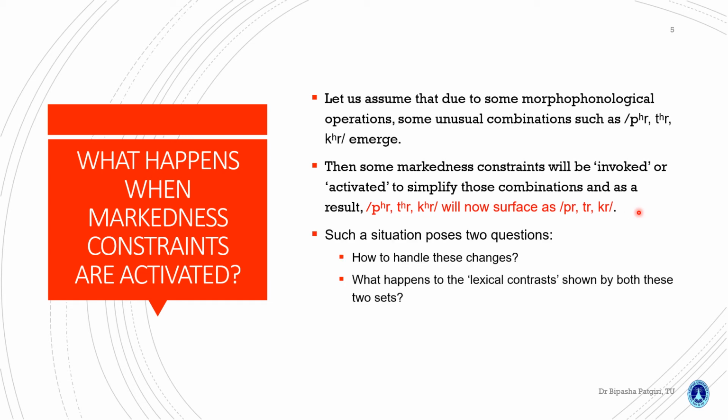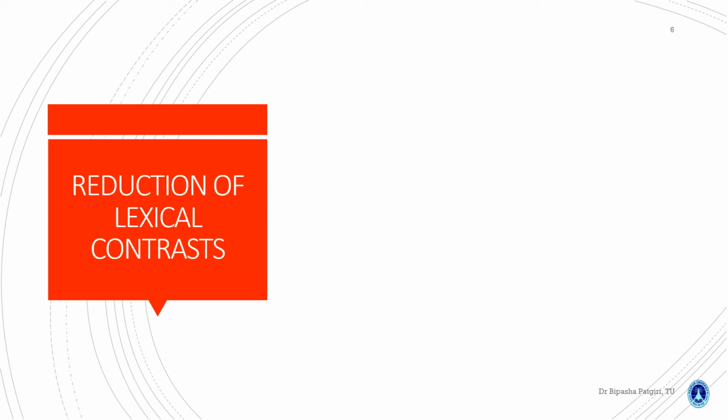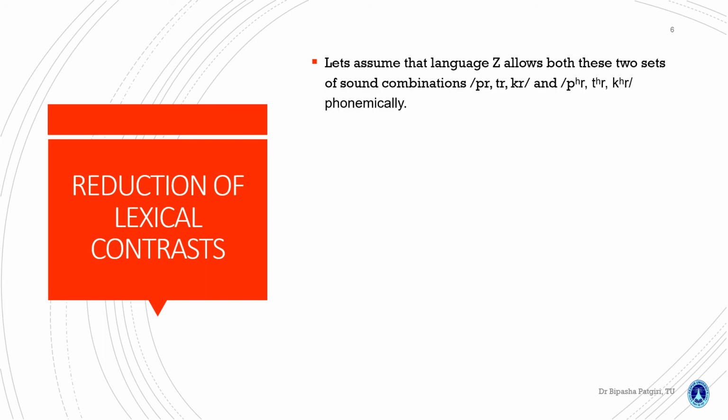So the aspiration part here, here and here, they are set off and the aspirated consonants have become plain plosives. In such a situation, two questions arise: how to handle these changes, and what happens to the lexical contrasts shown by these two sets. So if there is a neutralization like this, fra becoming pra, thra becoming tra, and khra becoming kra, what will happen to those words or lexical items which originally had these structures or sound combinations? Let's see what happens. This is called reduction of lexical contrasts.